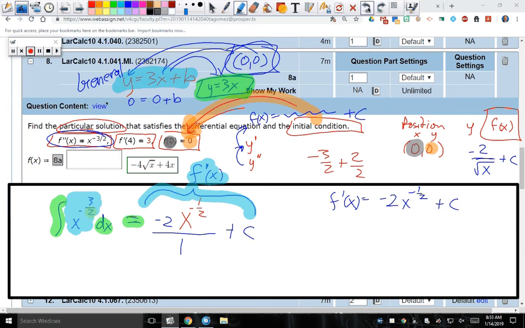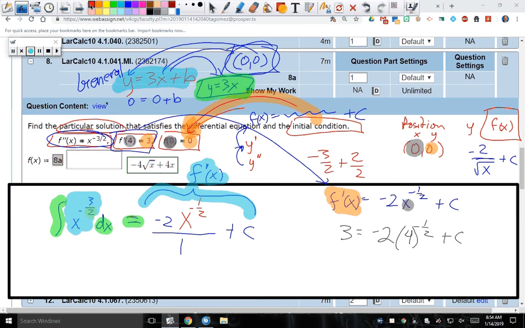So with this, if I'm using this, thank you very much, Nathan, not the position function, but using the point that they gave us, f prime of 4 is equal to 3, we know that the x value here is 4, and we're going to plug that in here. And the y value of the derivative is 3. So all of this is going to equal 3 is equal to negative 2 times 4 to the negative 1/2, plus c. So we know this 4 to the negative 1/2 is the same as this.